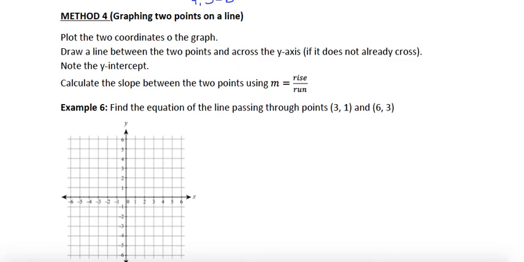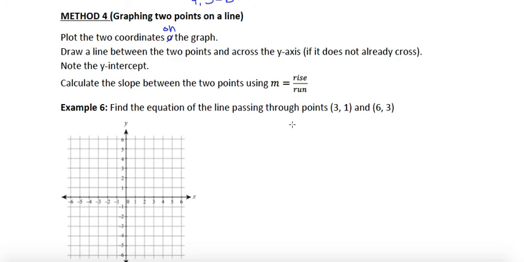So method number 4, graphing 2 points on a line. So this one you should be okay with. We can plot the points on a line with no problem. So the first thing we want to do is plot the 2 coordinates onto the graph. Then we're going to draw a line between 2 points and across the y-axis if it doesn't already cross, because we want to find the y-intercept. And then we're going to calculate the slope between the 2 points using rise over run, which we know how to do. So here we go.